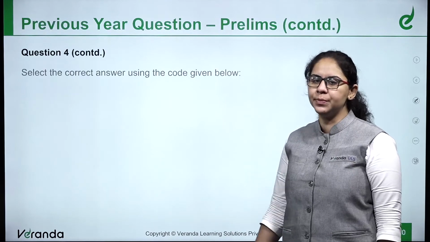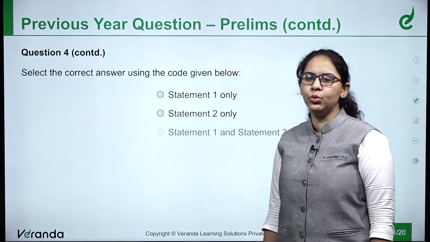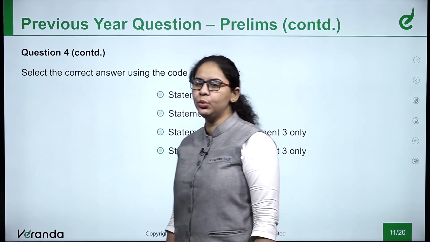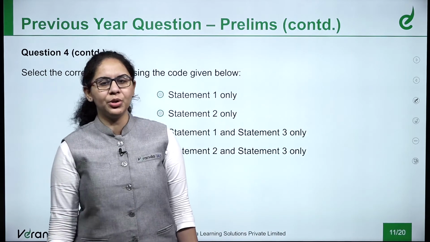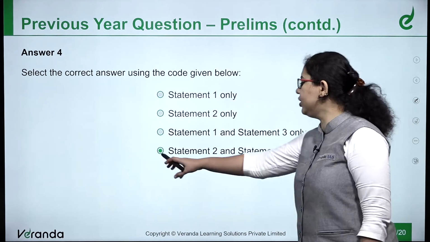We'll see the options. Select the correct answer using the code: 1 only, 2 only, 1 and 3 only, 2 and 3 only. So the correct option will be, statement 1 is wrong, it will be 2 and 3 only, option D.